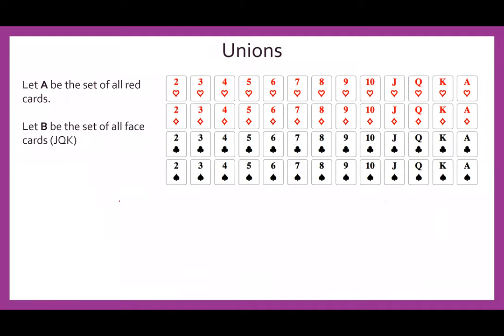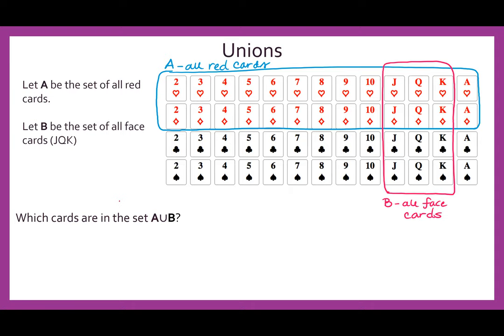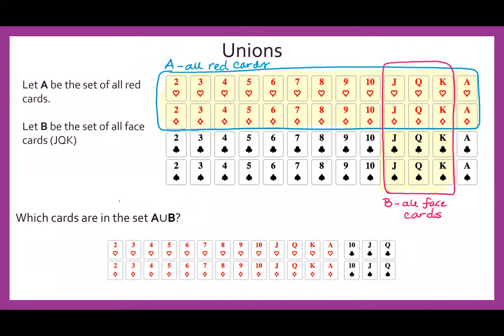All right, so let's do the similar example with unions now. So set up all red cards, set up all face cards. So what is the union? So just highlight your set A, highlight your set B, and for union, you're gonna take all of it, not just the overlap. You're gonna take everything that either is A or B. And so now your union is all of the red cards plus the addition of, oh, I highlighted the wrong area. This should be Jack, Queen, King of clubs and spades.